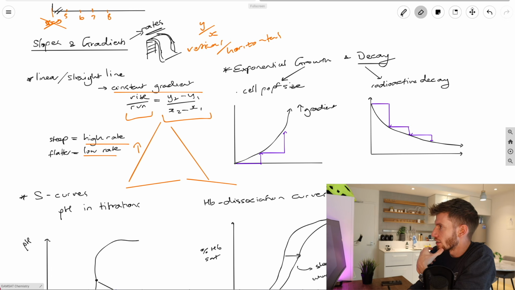Cool, and I'll just change this here. That's high as well, so a high decrease. This is a high increase, like that, whereas this is a low increase, and then this is a low decrease, or a slow decrease.